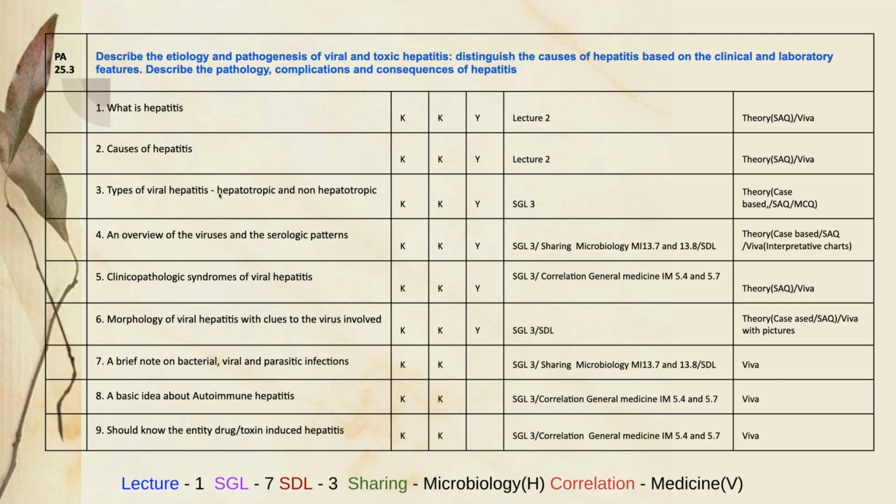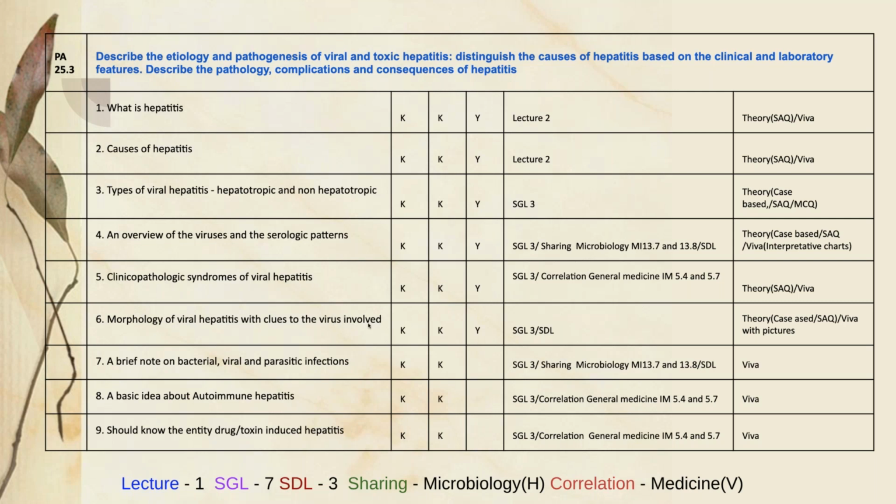Types of viral hepatitis, with a note on hepatotropic and non-hepatotropic, which I thought may be better as a small group learning. And the mode of assessment can be theory or viva. An overview of the viruses and serologic patterns. So here I've put sharing with microbiology because I'm assuming that the major bulk of it is done by microbiology. But if you want me to put it as integrating with microbiology, utilizing their hour, then let me know towards the end. Then clinicopathologic syndromes of viral hepatitis. This I thought correlation with general medicine. So it can again be done as a small group learning.